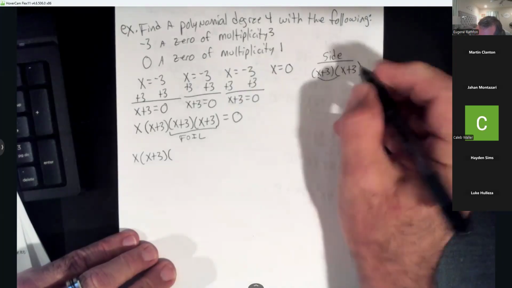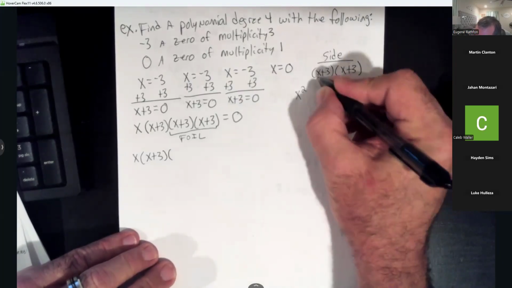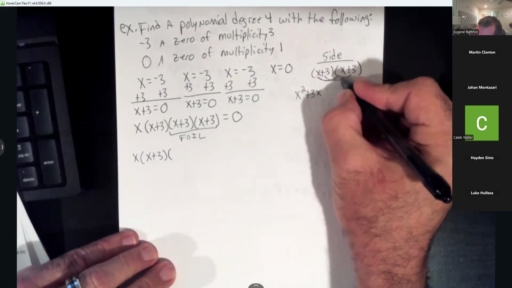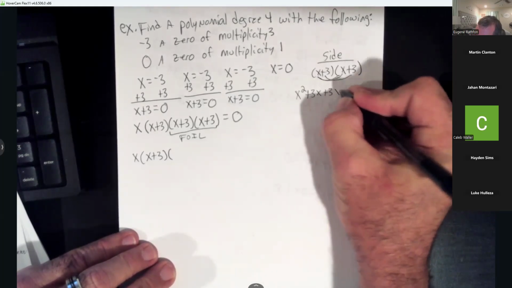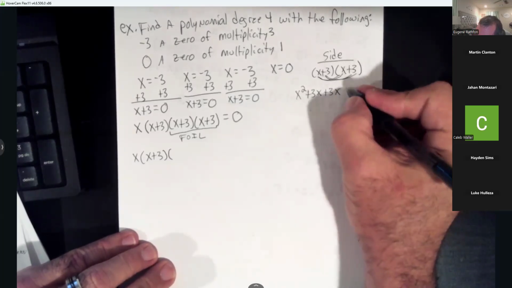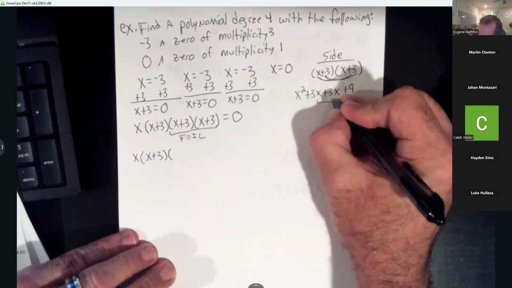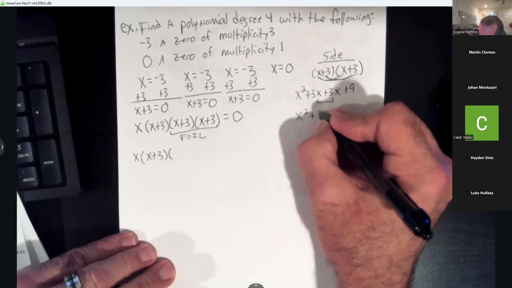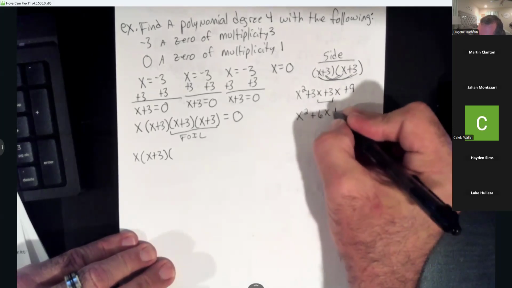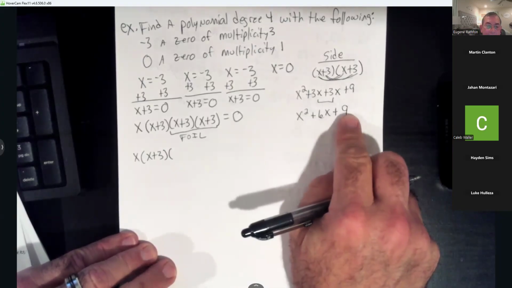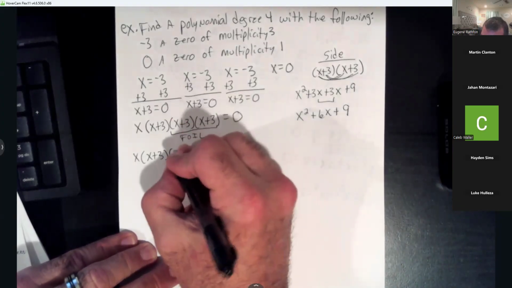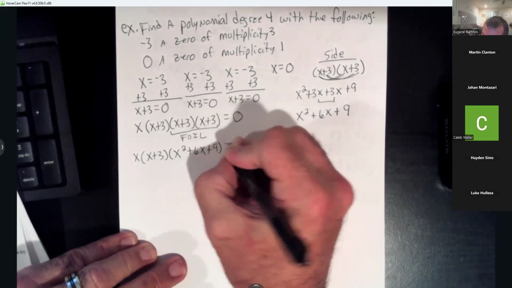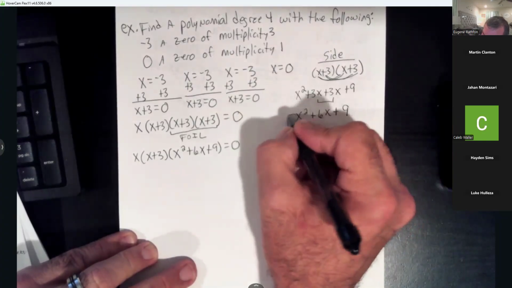All right, y'all. X times x is x squared. X times 3 is 3x. 3 times x is 3x. 3 times 3 is 9. Add the like terms, and we get an x squared, 3 plus 3 is 6x, plus 9. So that'll go into these parentheses. And all this equal to 0.